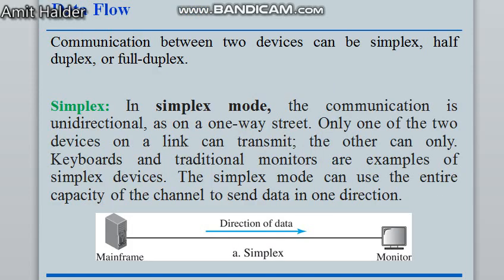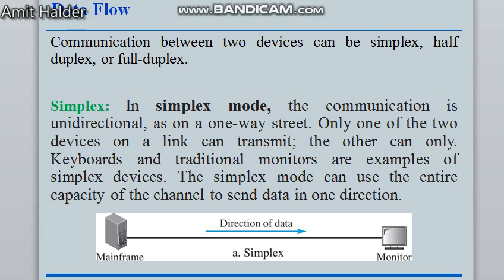Okay, now, so what is data flow? Communication between two devices can be simplex, half duplex or full duplex. It's one kind of type of how the data flows through the communication system, because the direction of data makes the type of the data flow.